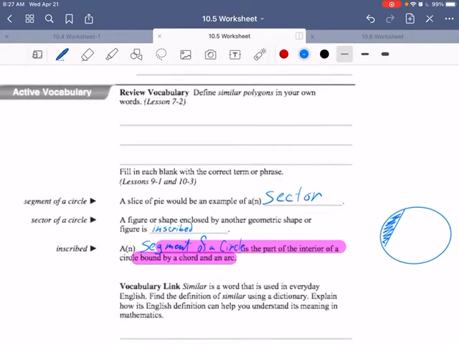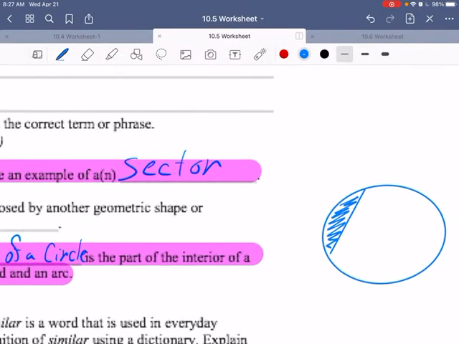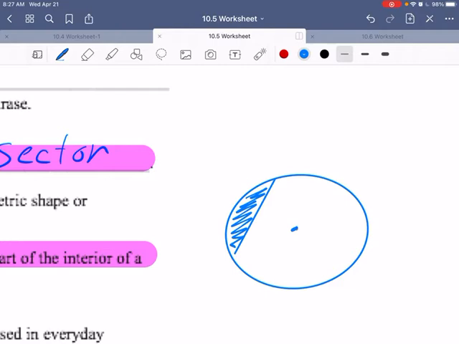Then, as we keep going, if we're talking about sector of a circle, you guys remember a slice of pie or a slice of pizza would be an example of a sector of a circle. So you'll remember again, if we're looking at a circle and it's talking about a central angle here, it would be like a slice. That would be the sector of a circle.